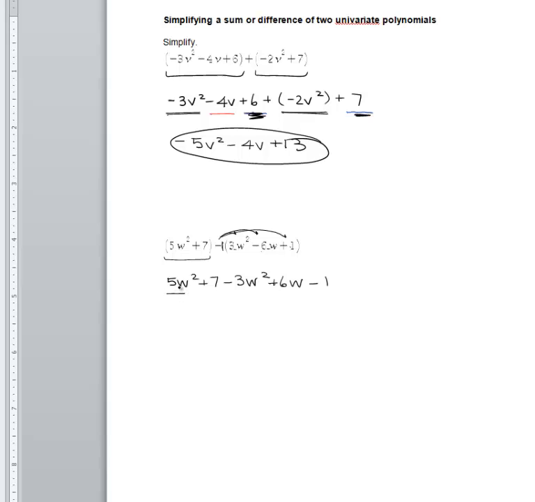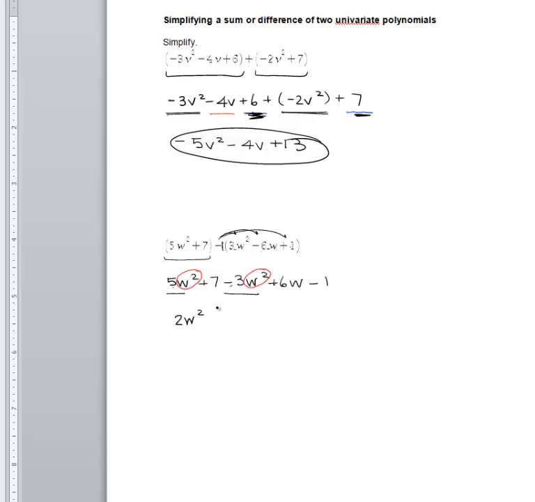I have a 5w squared minus a 3w squared. Those are two like terms. 5 minus 3 gives me 2w squared. Right? I don't do anything with my exponents. This is just all one. This is what makes the term like, right?